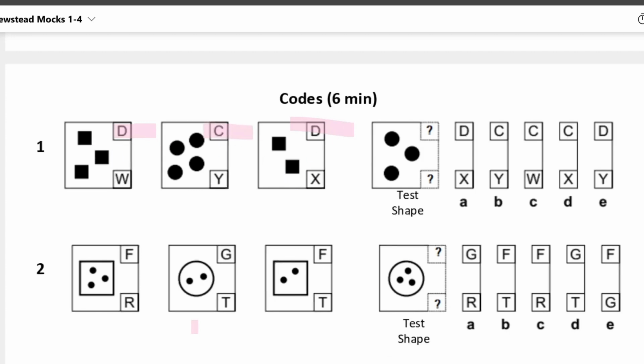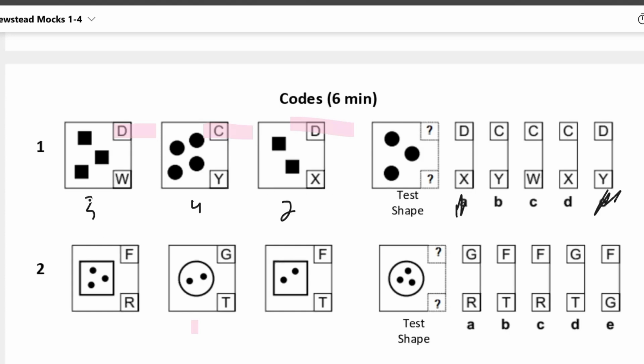We have black circles, so we need to have C at the top. We can cross out A and E. And now let's focus on the bottom. We seem to have different numbers every time. This is 3, this is 4, this is 2. So I'm assuming this bottom shape has something to do with the amount of black shapes we have.